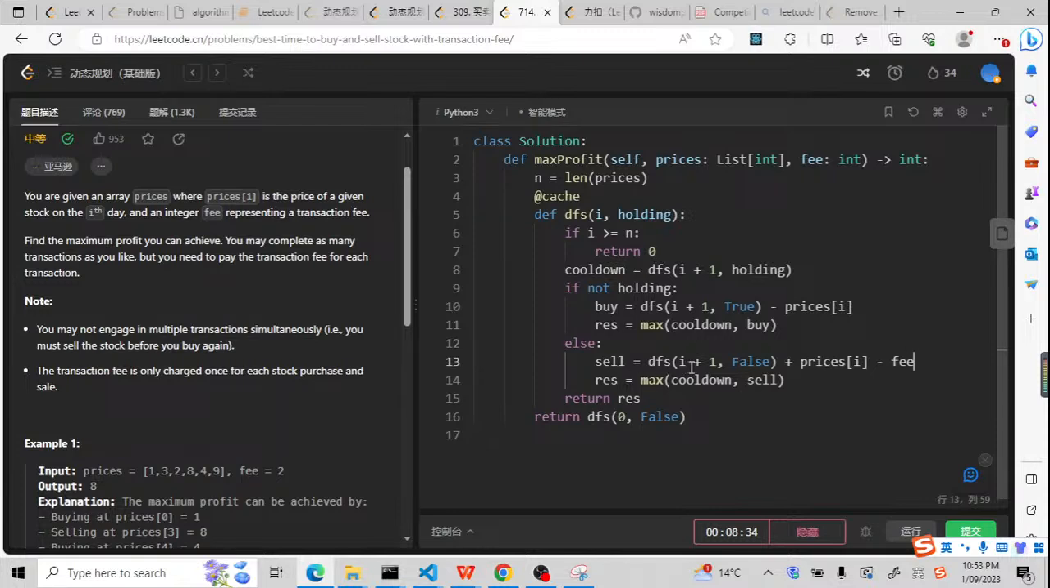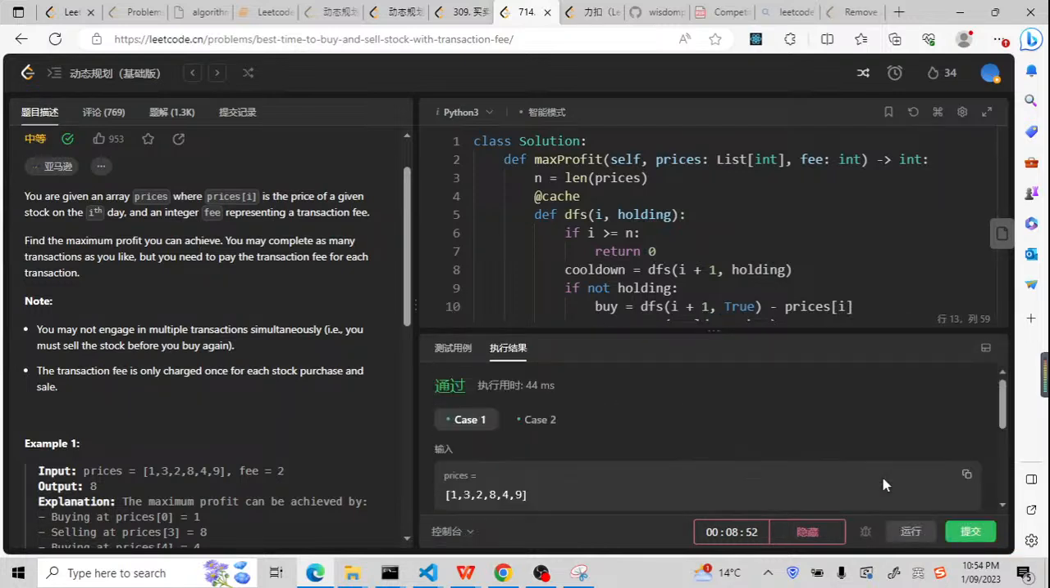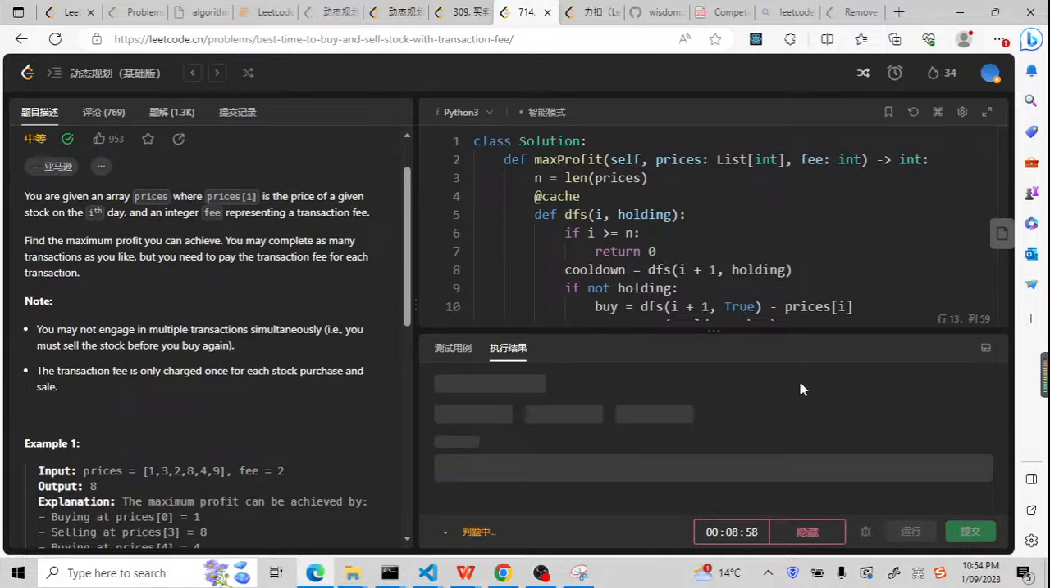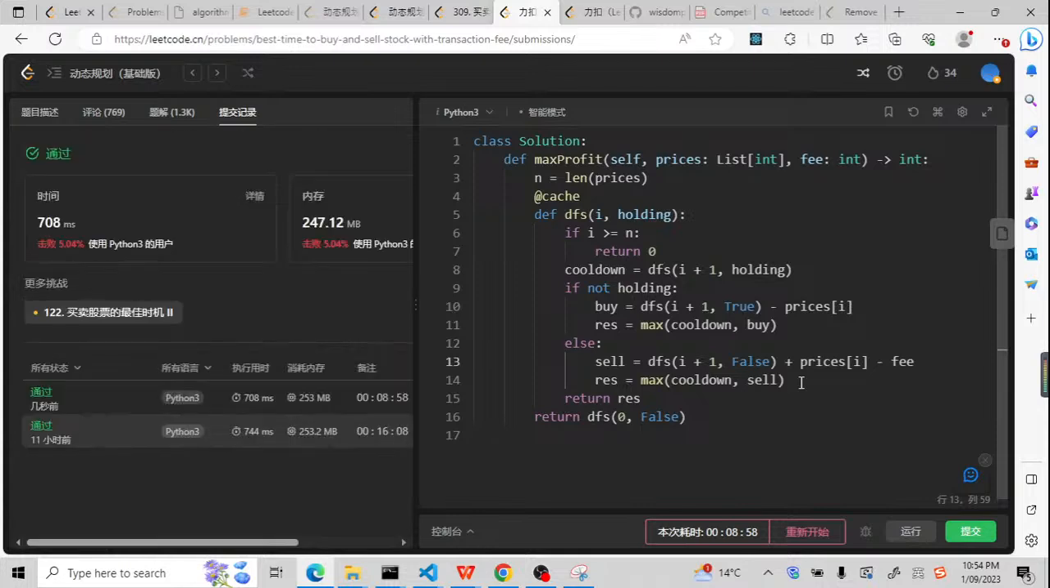So here, DFS i plus 1 false means we are going to the next state. It is a not holding state, so we can buy or we can keep the cooldown. Yeah, basically this is the entire code. Now let me run it to check if it works. As you can see, it works. Now let me submit it to check if it can pass all the testing cases. As you can see, it passed all the testing cases.